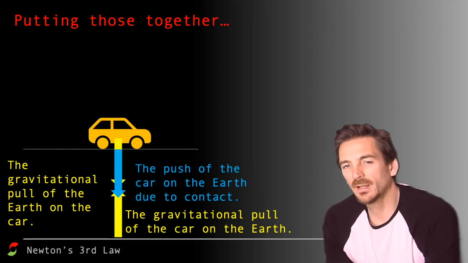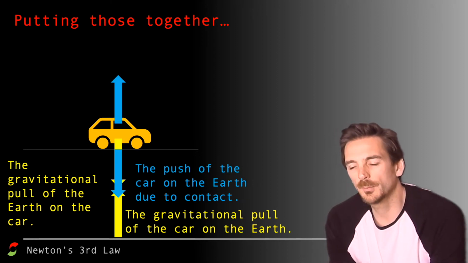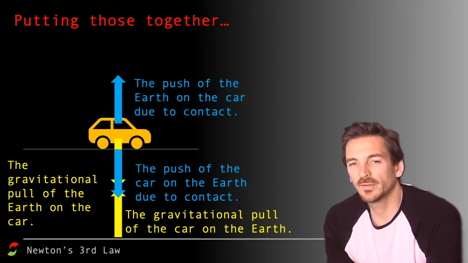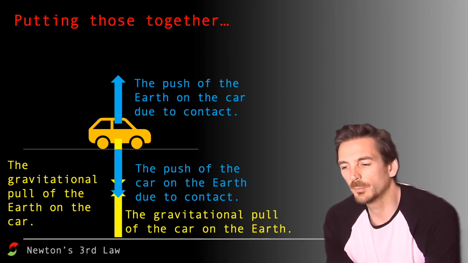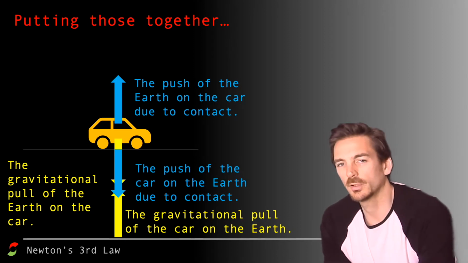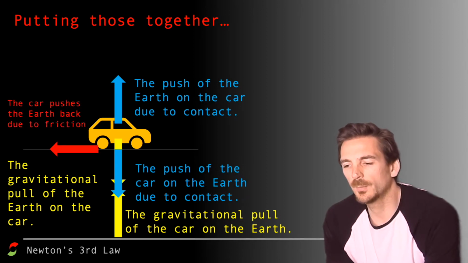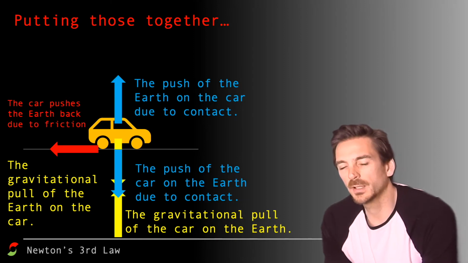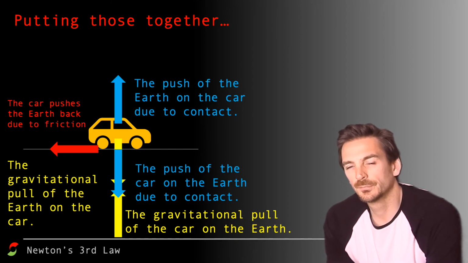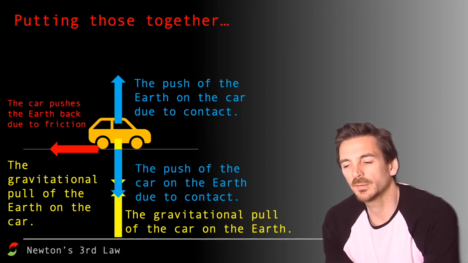Well, as this one's going down, the pair must be going up, and we can rewrite the sentence but swapping the objects around. So it's the push of the Earth on the car due to contact. Okay, one more. We've got this force. I'm going to describe it as the car pushing the Earth back due to friction. I'll give you a moment to try and come up with its third law pair.